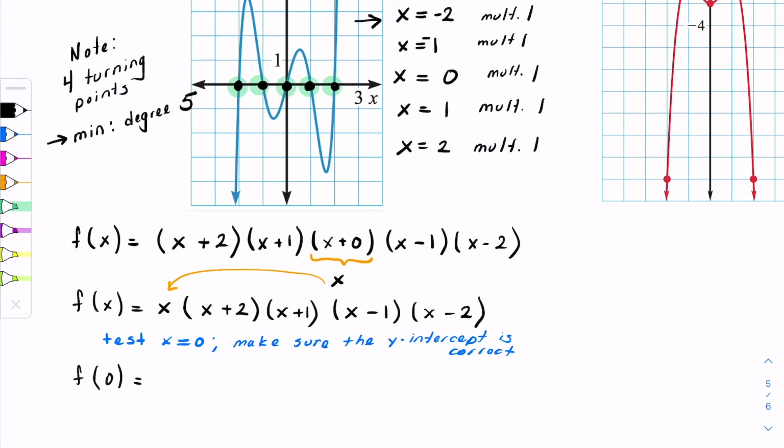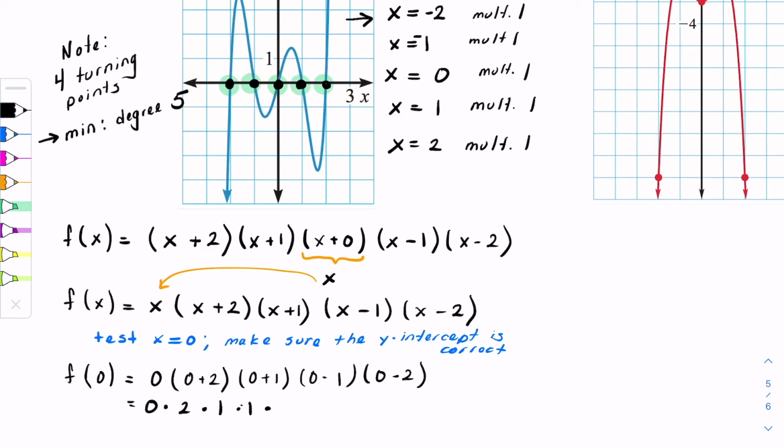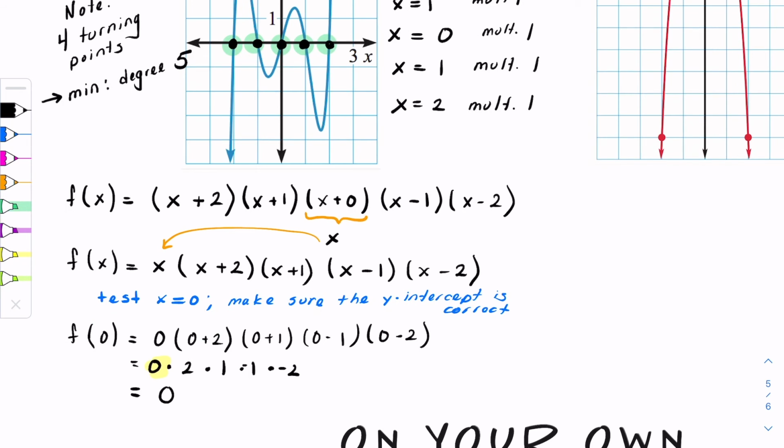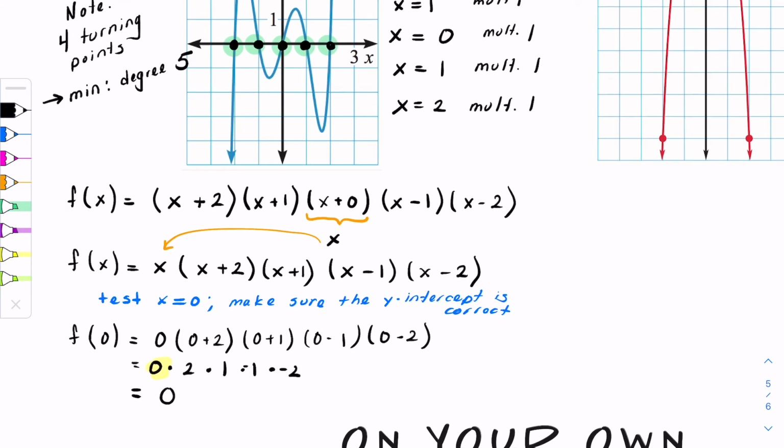So testing f of 0 would give us 0 multiplied by 0 plus 2, multiplied by 0 plus 1, multiplied by 0 minus 1, multiplied by 0 minus 2. So this would be 0 times 2 times 1 times -1, times -2. But right here, no matter what, we're multiplying that by 0, so this comes out to be 0. Now, is our function showing that we have a y-intercept at x equals 0, y equals 0, or 0, 0?